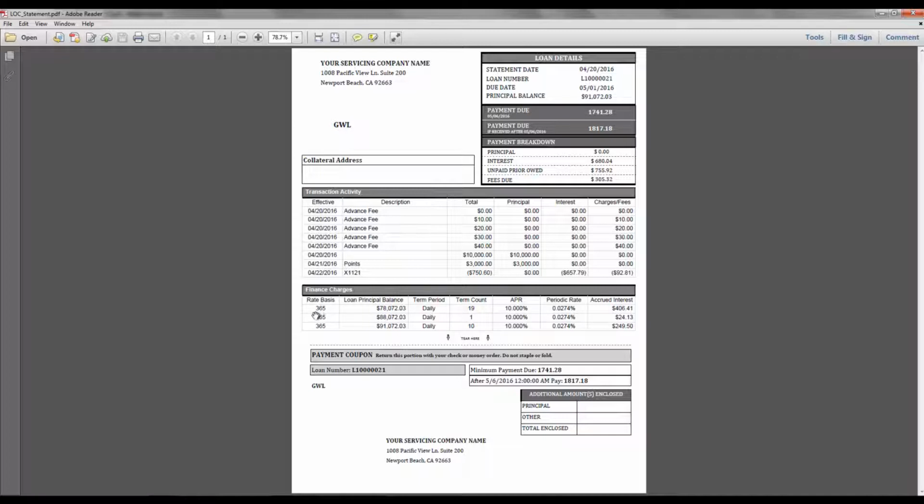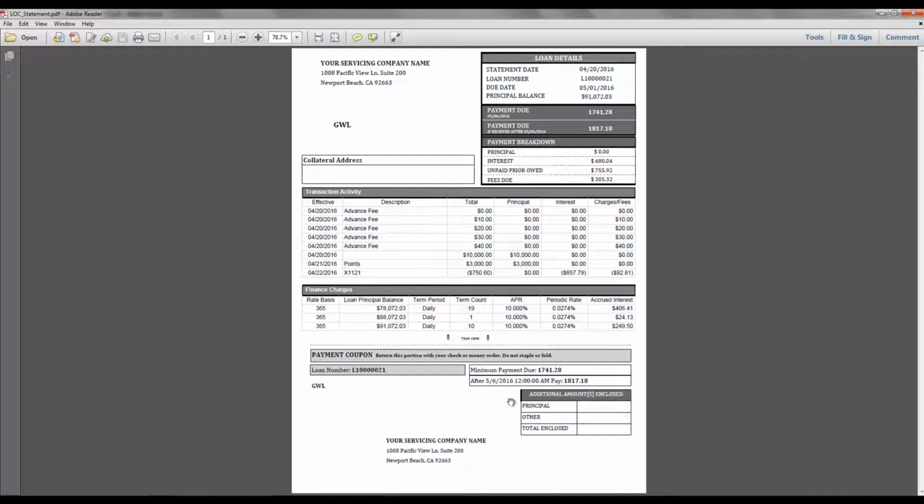Here are their draws, and you can see here they maintained a balance for the first 19 days of the month, 78,072 and 3 cents, and they carried that balance for 19 days, and here's the interest for that period of time. Then they borrowed another 10 grand, bringing them to 88,072 and 3 cents. They maintained that balance for 1 day, and here's their interest. And then they did another draw and maintained that balance for 10 days, and there's their interest for that period. And then, of course, there's the stub that they tear off and mail in with their payment. So again, that's a good example of a line of credit.